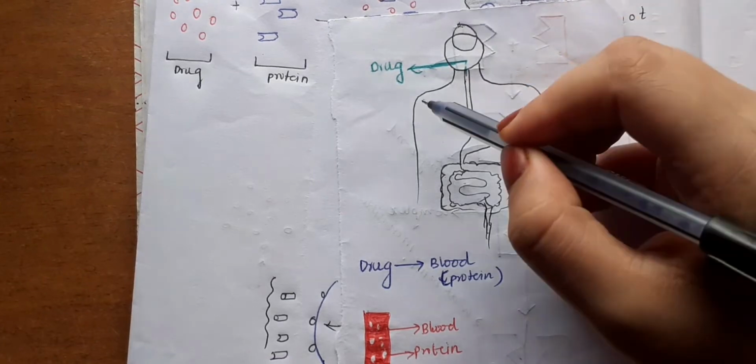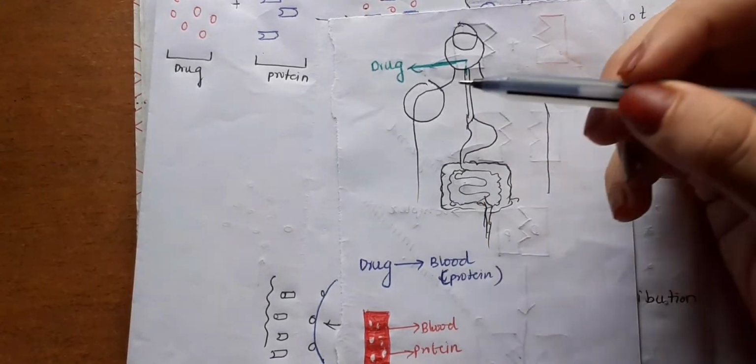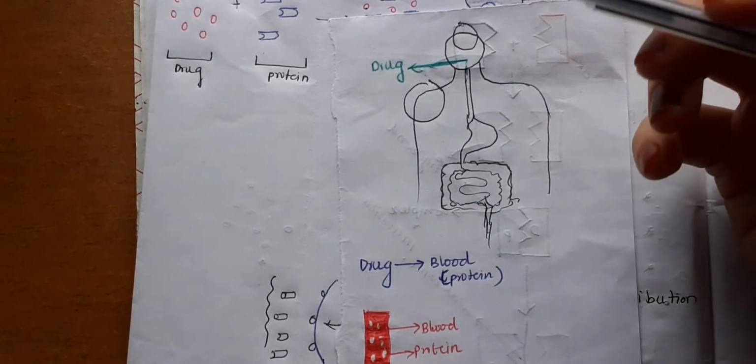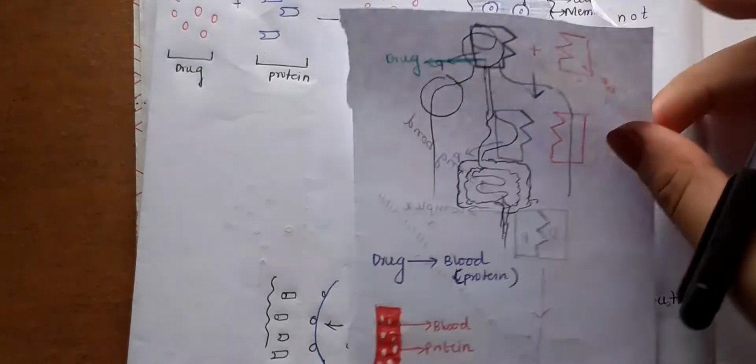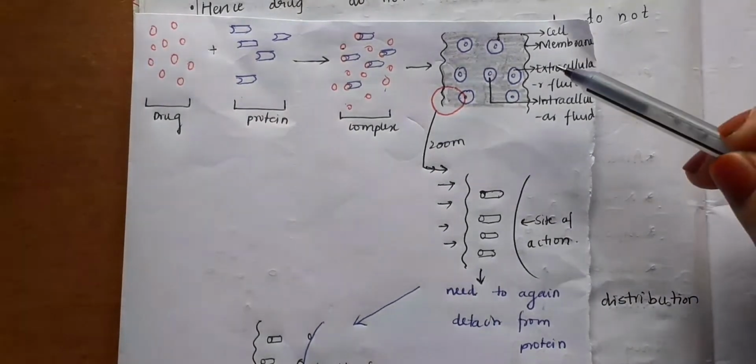If there is a pain in the shoulder, the bound drugs move to that place also. So this is a simple way how drugs reach the site of action after protein binding. After reaching the site of action, what happens? The site of action contains the cell, membrane, extracellular fluid, and intracellular fluid. After reaching the site of action, the drug must distribute itself, and the process is called distribution.